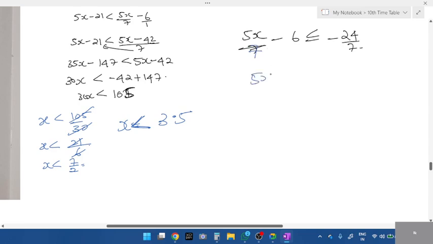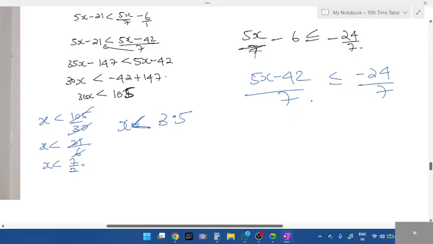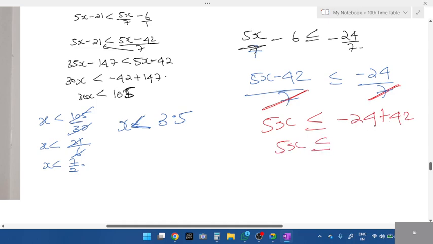Okay, take the LCM. What do you get, students? 5x minus 42 divided by 7. Then here what do we have? Minus 24 by 7. And what did I tell you all? When the denominator is the same, instead of cross multiplying, you can just reduce it. 5x less than 24 plus 42. 5x less than or equal to, what's the answer you all got?